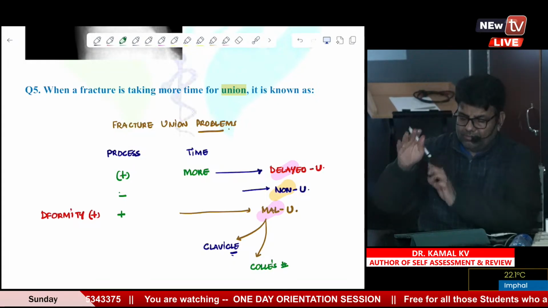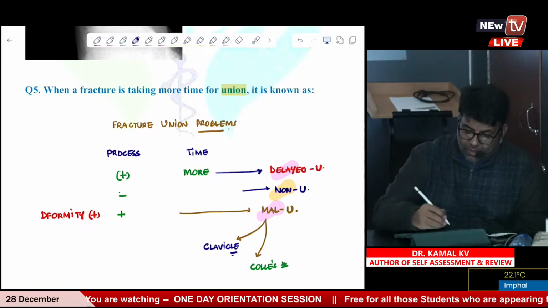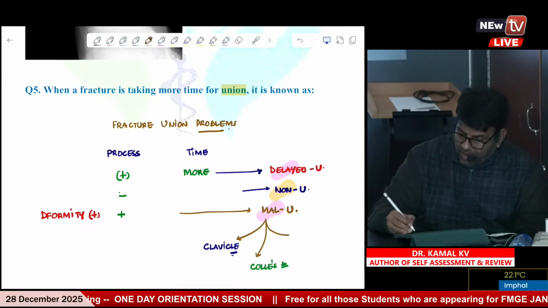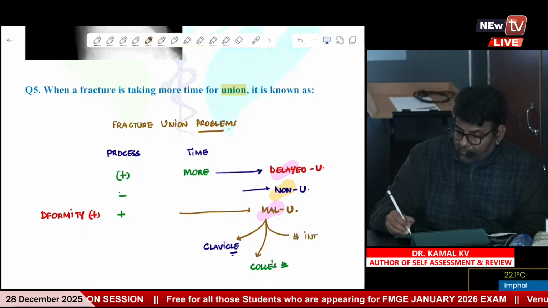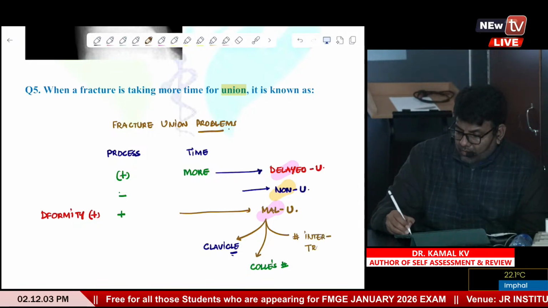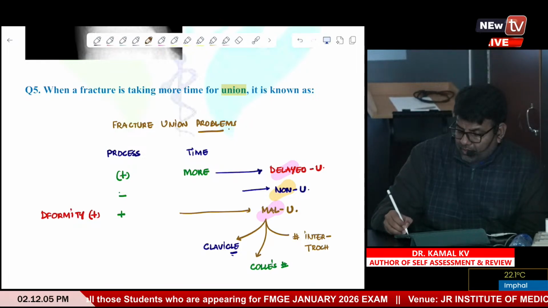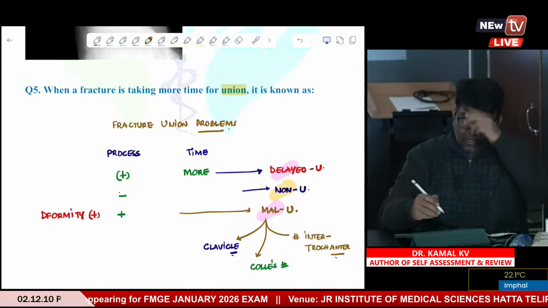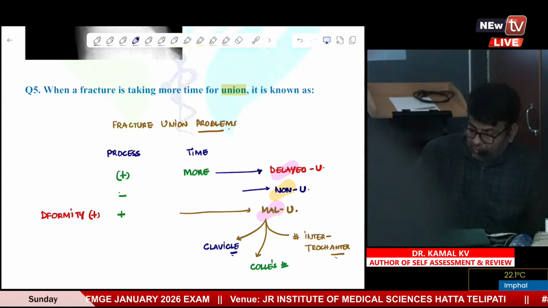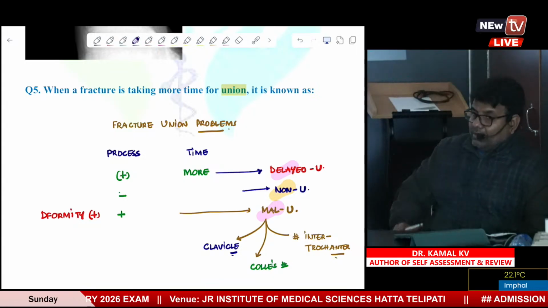Distal end radius. And the third fracture which usually goes into malunion is fracture intertrochanter of the proximal femur. Clear? So these are a few conditions where you should know malunion.